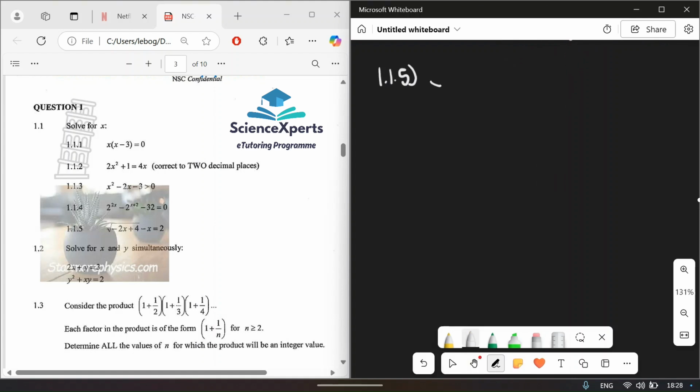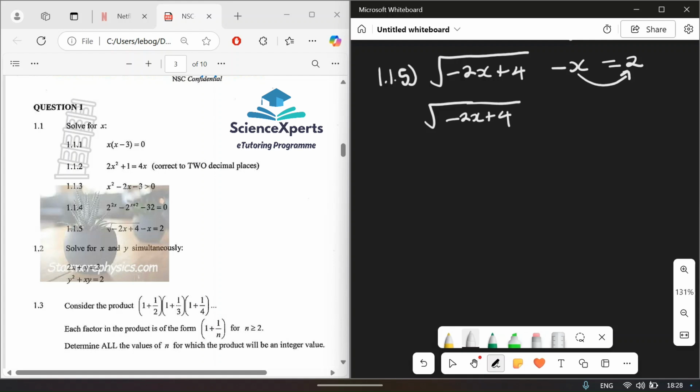1.1.5, I have the square root of -2x plus 4 minus x is equal to 2, right? So with questions like this, the first step is to isolate the radical. Isolating it means you place it on its own side. So we're going to have the square root of -2x plus 4. We can isolate it by transposing this x to the other side. When it gets to the other side, it's going to be positive x, then plus 2, right? Second step is to square both sides.